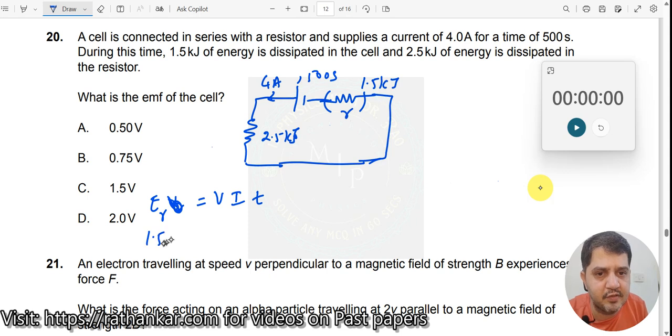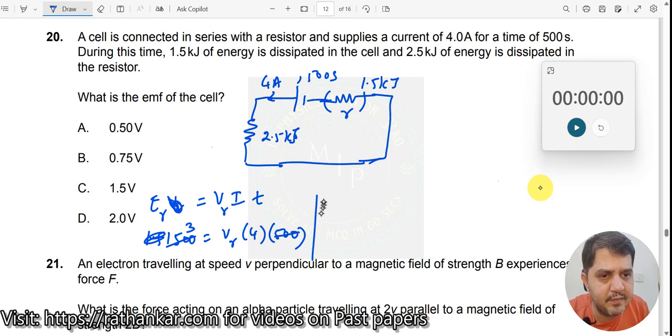1.5 kilojoules, I'll write this as 1500, is equal to the voltage across this, which I'll write as V_r, multiplied by the current. It is a series circuit, same current, 4 ampere, multiplied by the time taken, 500. When I do this, V_r should be 3 by 4, which is equal to 0.75 volt. So here it is 0.75 volt.